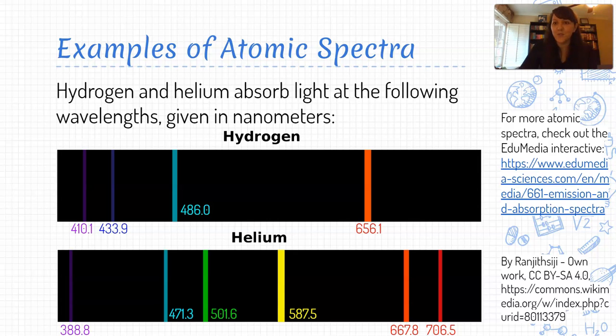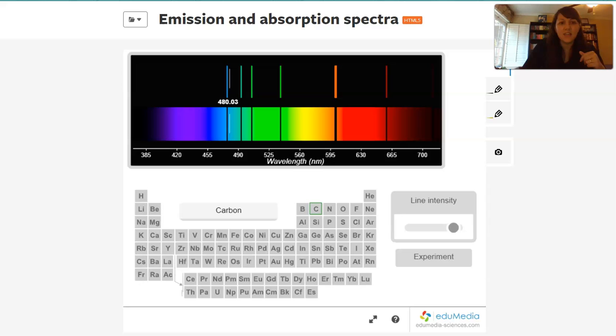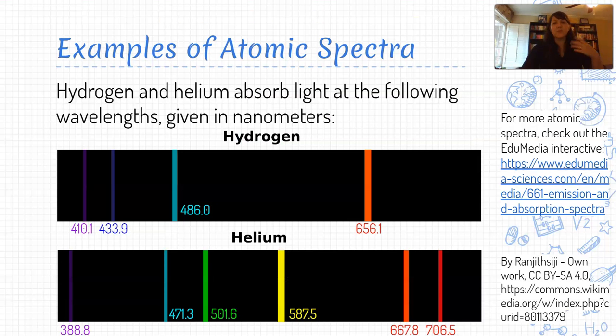Now, if this is very exciting for you, I've gone ahead and linked for you a simulation that allows you to see more of these spectra for any element that you would like. So all you got to do is just click on an element. Let's try carbon. Everyone loves carbon. We'll increase the line intensity, and you can see the exact wavelengths then that carbon uses to move its electrons around from one energy level to the next. So if you want to geek out, go for it. It's great, okay?